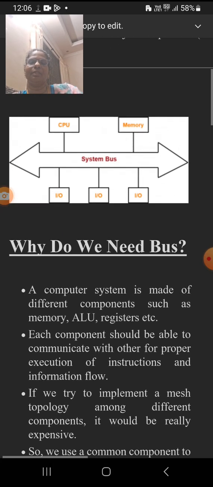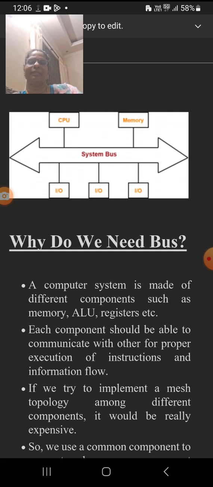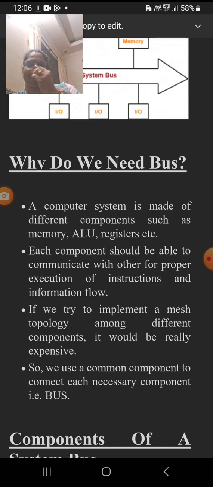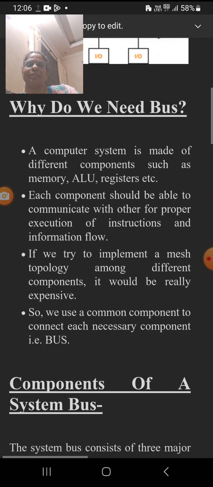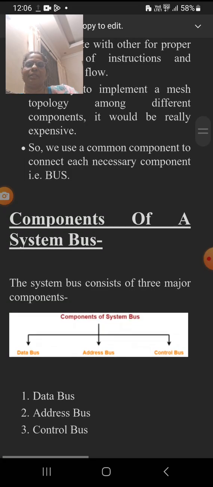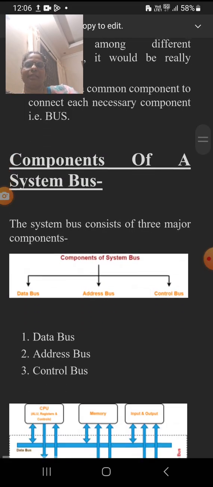The system is made up of different components such as memory, the arithmetic logic unit, registers, etc. Each component should be able to communicate with the others for proper execution of instructions and information flow. If we try to implement a mesh topology among different components, it would be really expensive. So we use a common component to connect each necessary component in a bus. The components of a bus system are the data bus, address bus, and control bus.